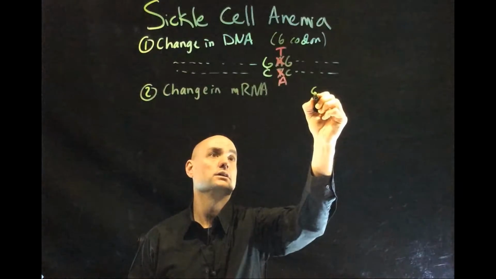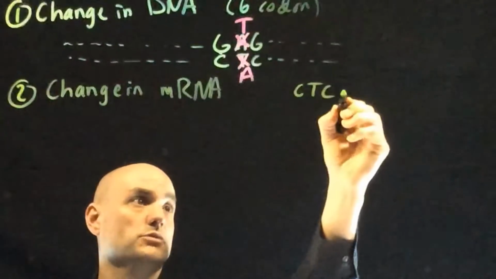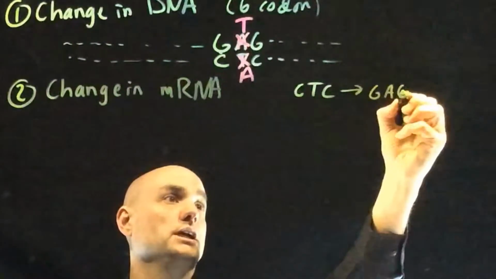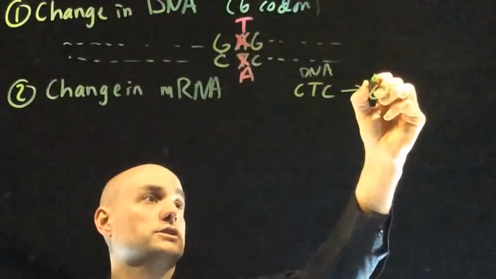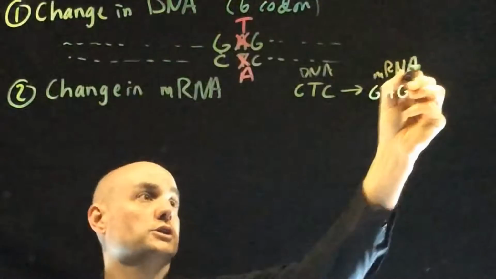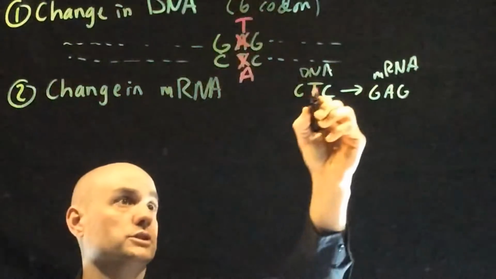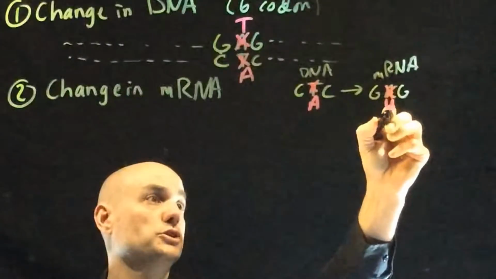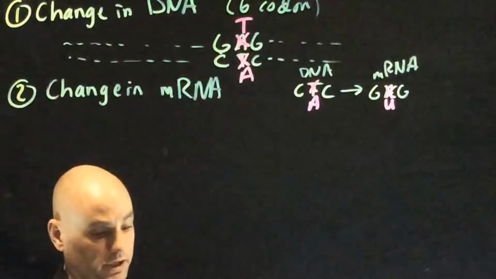Okay, well, as you can imagine, normally it would be a CTC, which is the DNA, which produces a GAG. Okay, so this is DNA right here, and here's the mRNA. But in sickle cell anemia, remember, this is changed to an A, so therefore this is changed to a U. Okay. Still, not a big deal.